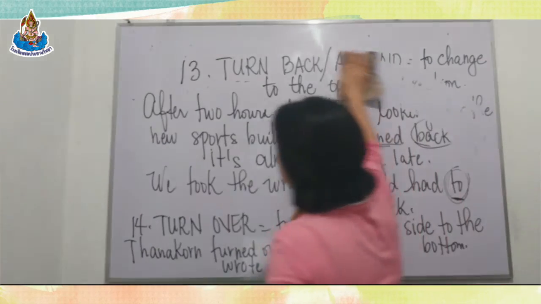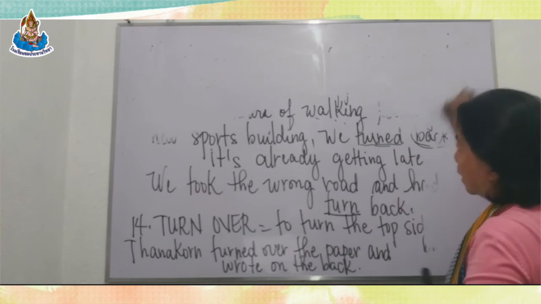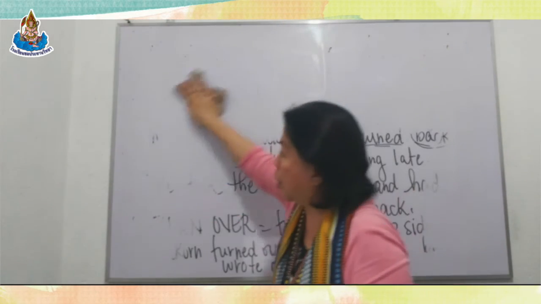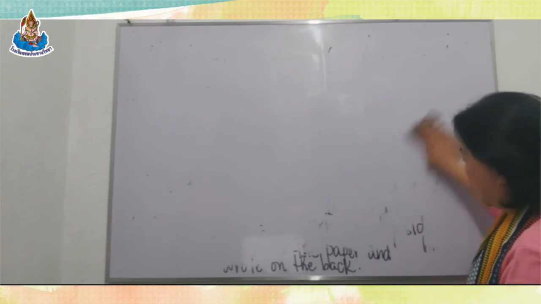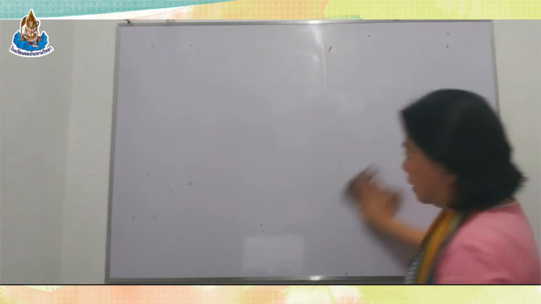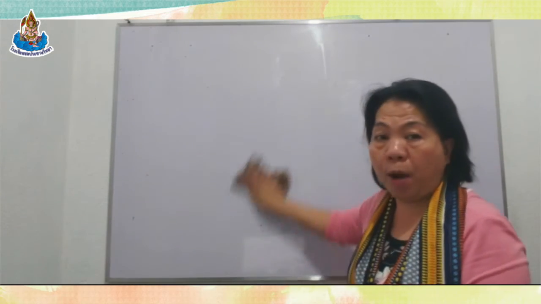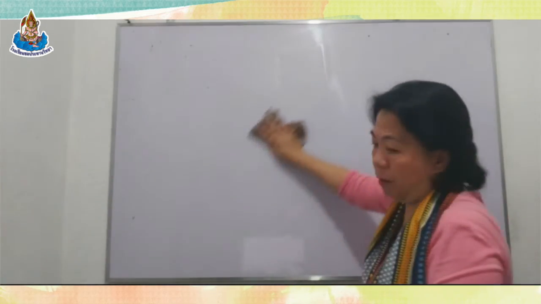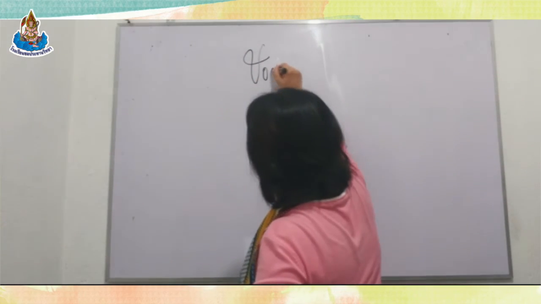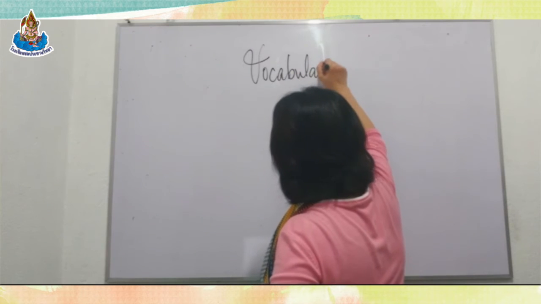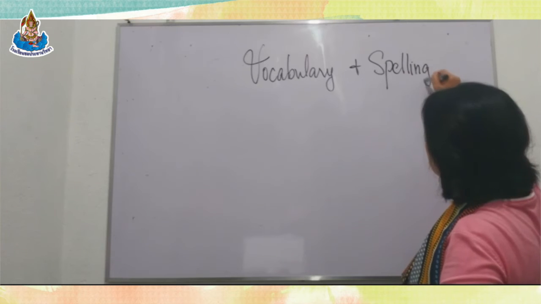So let's go to another activity that you need to finish as well. If you have your worksheets with you, go to the list of the vocabulary words. I had divided the vocabulary words from week 1 until week 10. Now, I would like to start with our vocabulary and spelling, week 1.